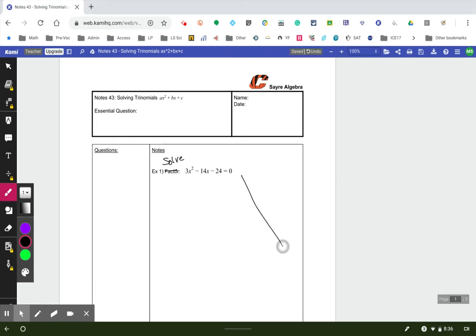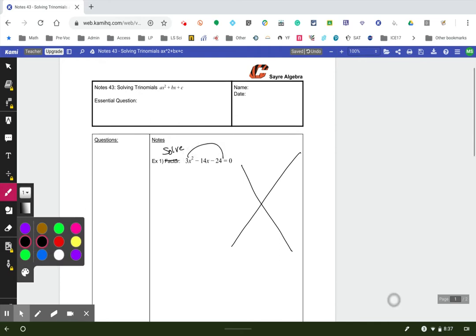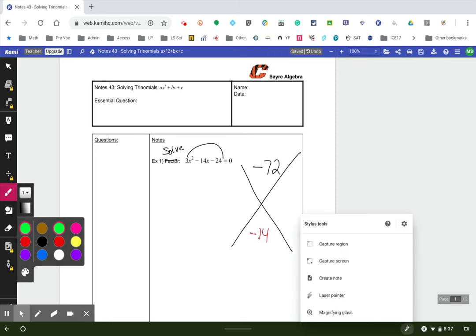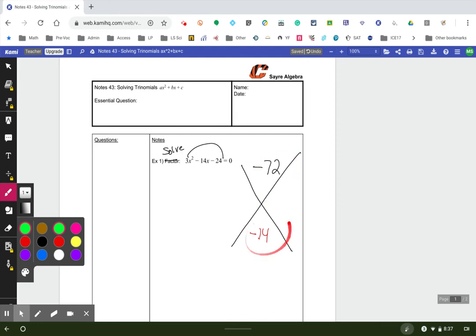So just like any other trinomial that you see that looks like this with a number out in front of the x squared and three terms, you're going to use the x method. In the x method, you take the first term times the last term and you put it up here. And this happens to be negative 72. And then we take our middle term and put it right down here on the bottom. And now we need to find the factors that multiply to negative 72 but add to negative 14. So again, you're going to want to use your factor chart.